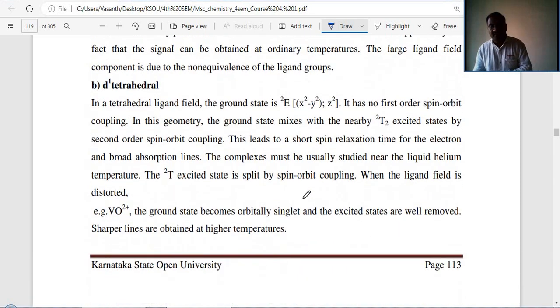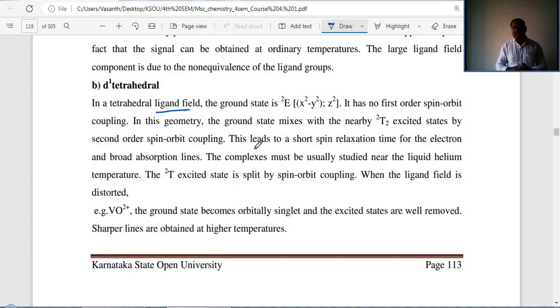This is a given tetrahedral molecule. In a tetrahedral ligand field, the ground state is e power 2. It has no first order spin orbit coupling. In this geometry, the ground state mixes with the nearby T2 excited state by second order spin orbit coupling. This leads to a short spin relaxation time for the electron and broad absorption lines.